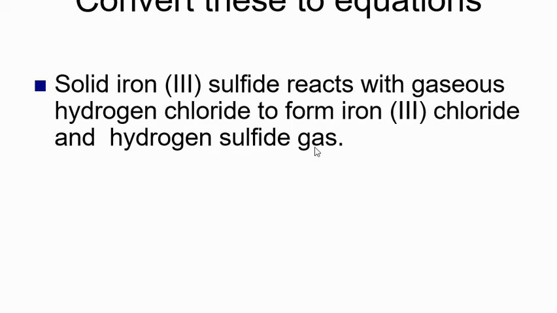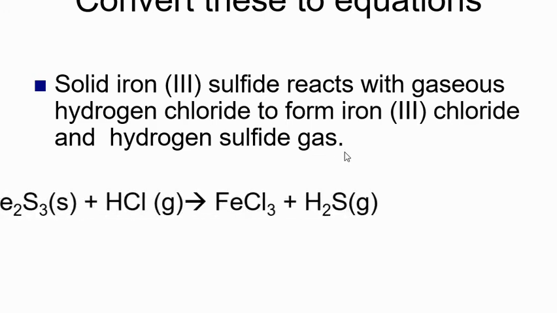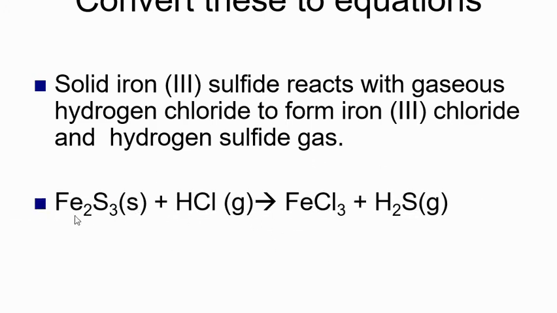All right. I hope you gave it a good effort. And here we go. You should have gotten this. So iron 3 sulfide, Fe2S3, and it said solid. So we're just going to put the S in parentheses after the compound. And we've already said reacts with, that means a plus sign. Hydrogen chloride is just HCl. It says gaseous, means it's a gas. So we put that in parentheses right there.